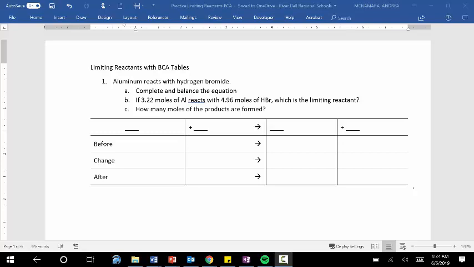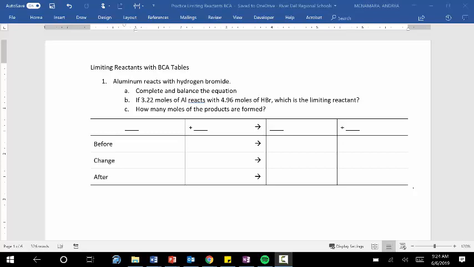Okay. So first off, there is a little more work to do in a limiting reactant problem, but it's just the same work you've been doing. So it's just all that converting between moles and converting between moles and grams. There's no new calculations here. So I just want to make that clear. It's just using the calculations that we've already learned.